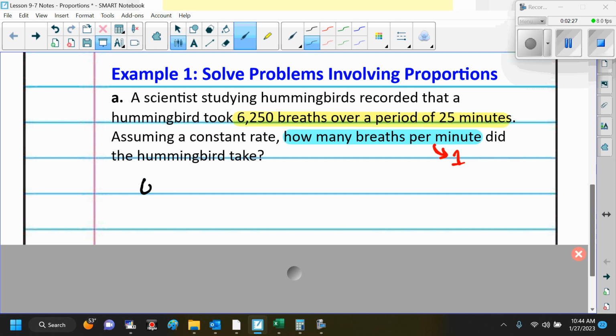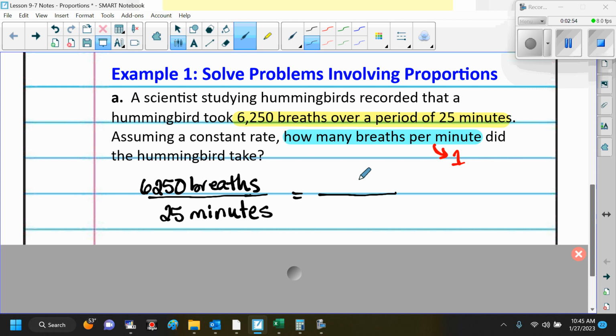So we've got 6,250 breaths over 25 minutes. Okay? And does everybody see that that's a fraction? Yes. Something over something, right? And we want this to equal something. We want to know how many breaths, that's what we're looking for, per 1 minute. Is everybody clear with that?